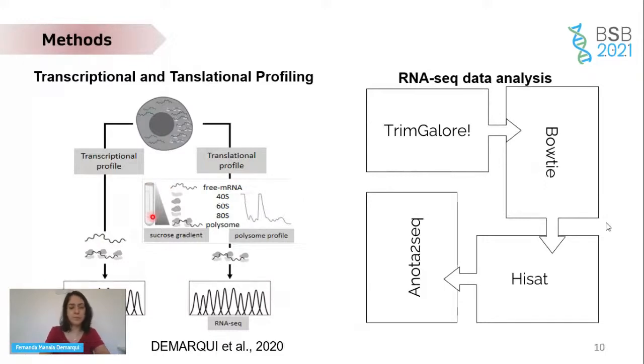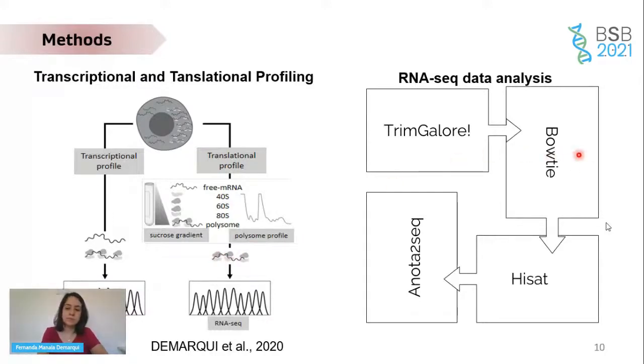So we have data for transcriptional and translational profiles of a GIS11 mutant, a mutant of the deoxyhypusine synthase, the first enzyme from hypusination. These data are from the RNA-seq of total mRNA of a cell and from the polysome profile, where only the polysomes were sequenced.